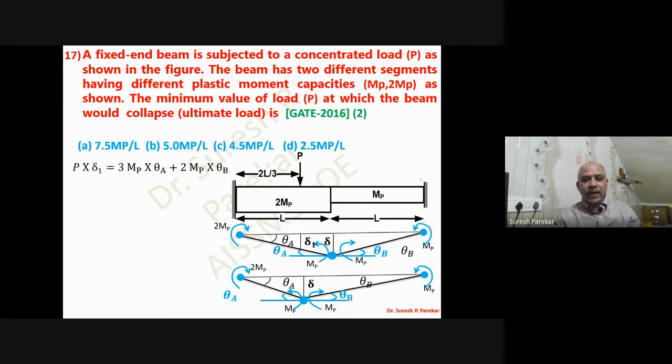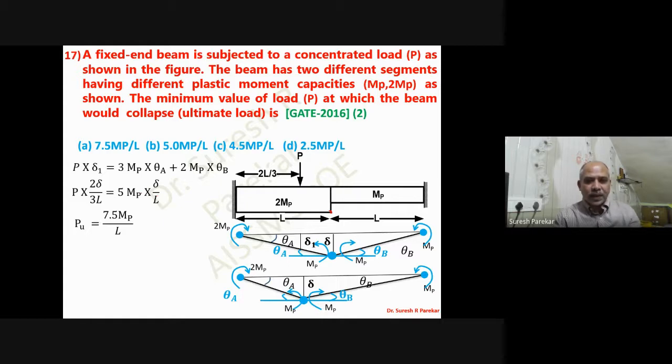And then we have to calculate the values. First by mechanism 1, where we have P into delta 1, and delta 1 we will get as 2 delta upon 3L, which is equal to 5 MP into delta by L. And 5 MP means we have 2 MP at this, then we have MP, and then MP. At the junction you have to use the minimum of the two, and therefore we have taken MP. So 2 plus 1, 3, 4, 5. So 5 MP into delta by L. And from this we will get the value of PU as 7.5.